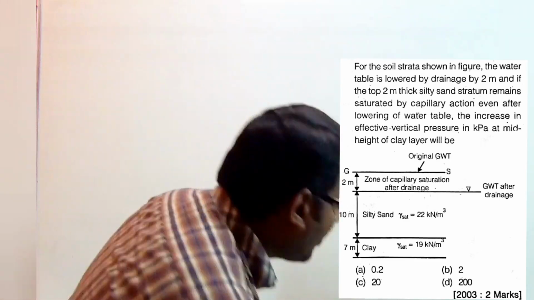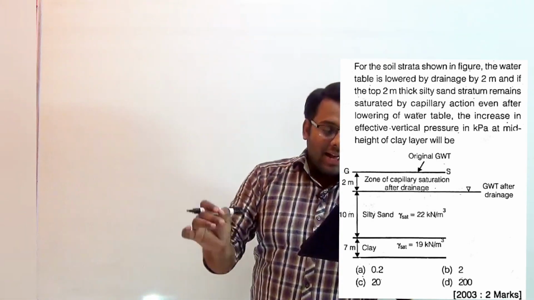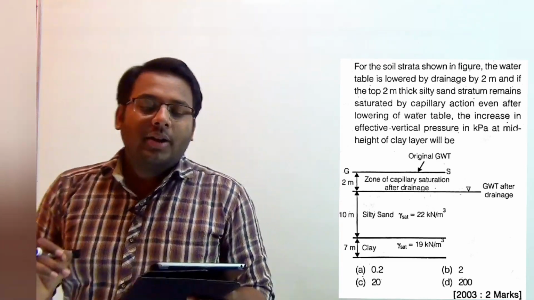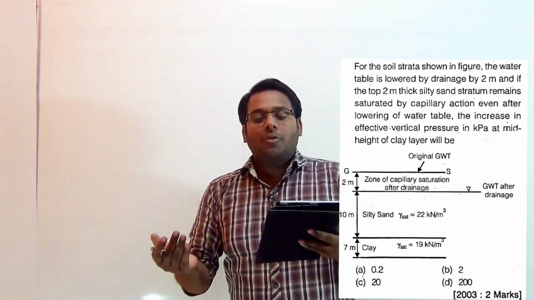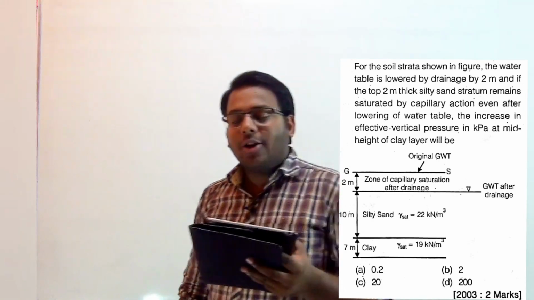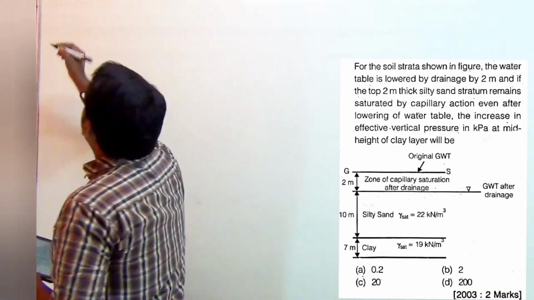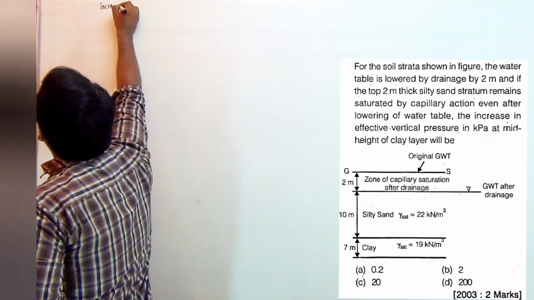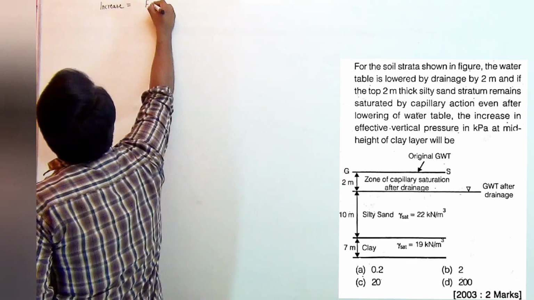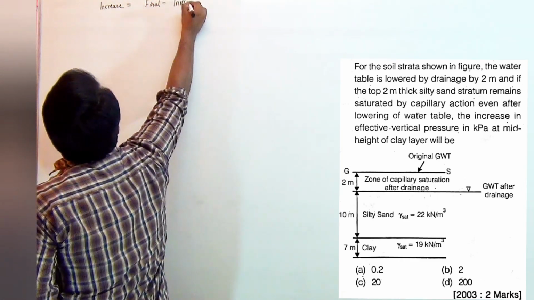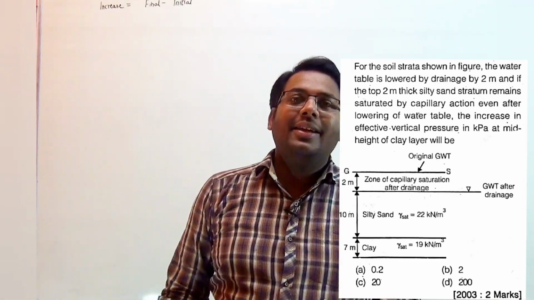It is saying that for the soil strata shown in the figure, the water table is lowered by a drainage by 2 meter, and if the top 2 meter of sand stratum remains saturated by capillary action, even after lowering of the water table, the increase in effective stress at mid height of the clay layer will be. As it is asking us about the increase, we can easily say that the increase is calculated for any term. Increase is calculated as final minus initial.